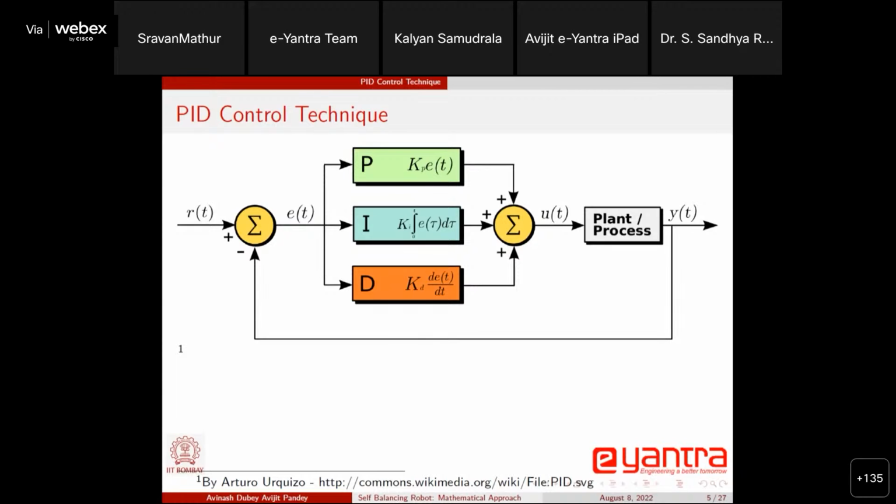So the rate of change of error, and then finally, after applying the PD controller, we still have some leftover error in the steady state. So to reduce that steady state error to zero, we introduce the integral gain. So this is how our PID control technique works.